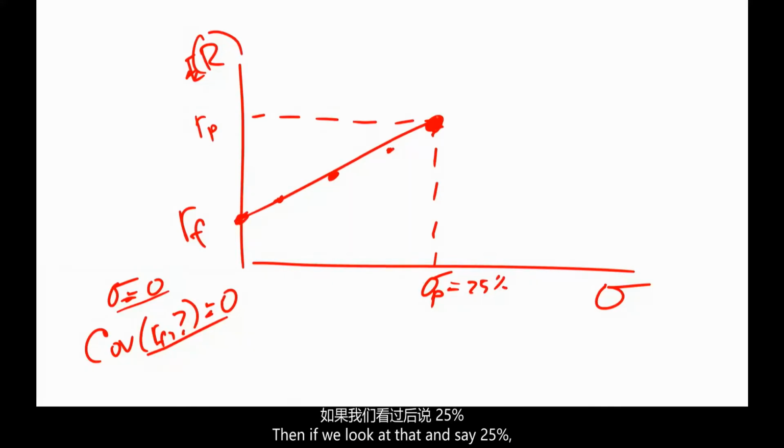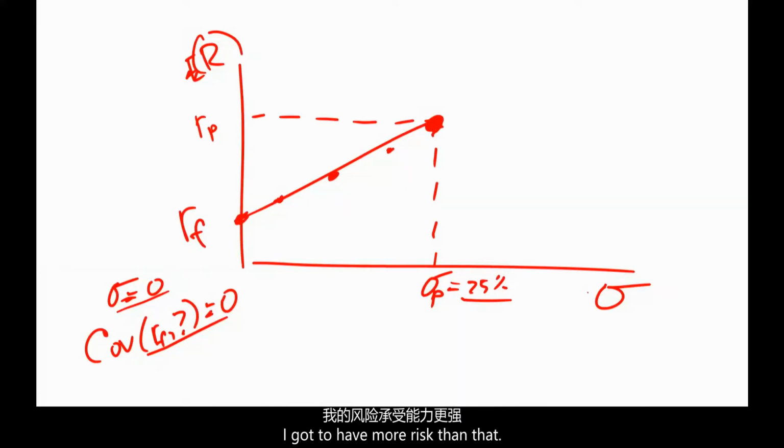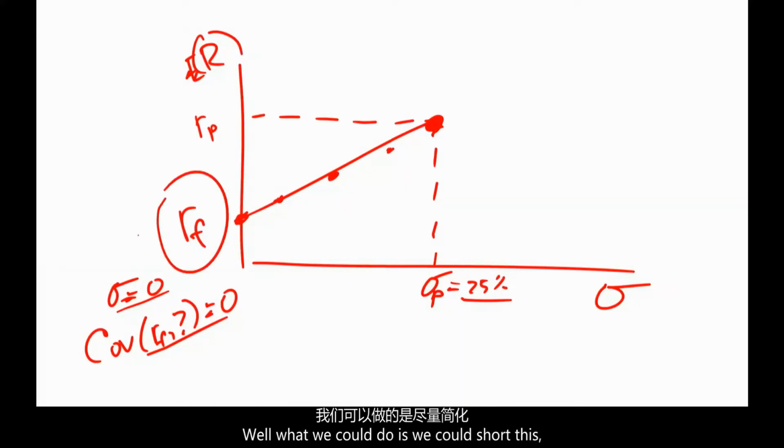Okay? Then if we look at that and say 25%, I'm young, handsome, 10 feet tall, bulletproof, invisible, I got to have more risk than that. Well, what we could do is we could short this, that is we could borrow money, short the risk-free asset, borrow money, and we would get something that looks like this, right?